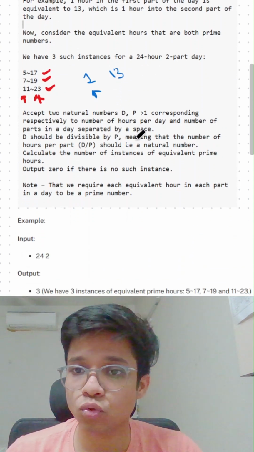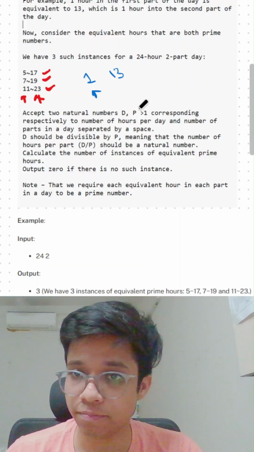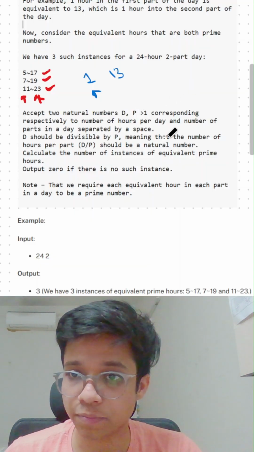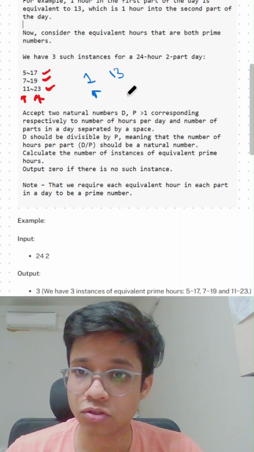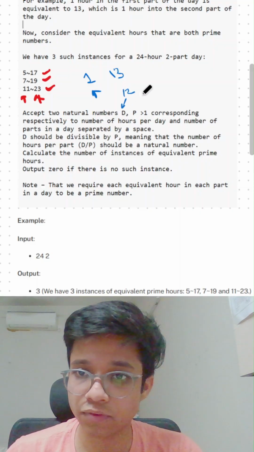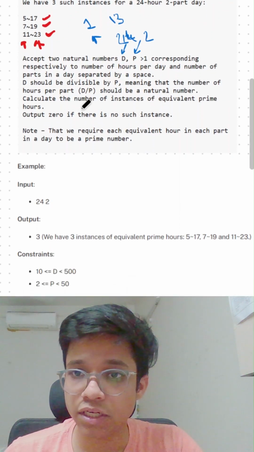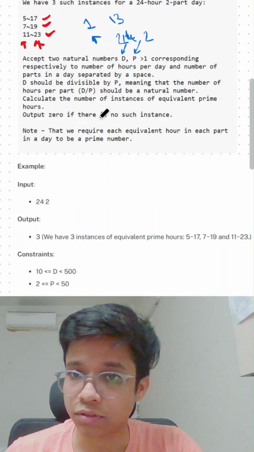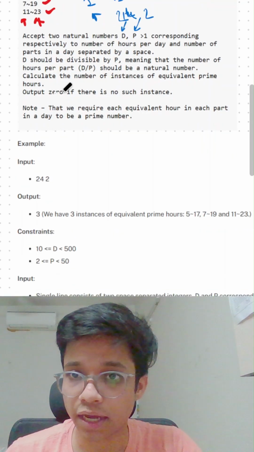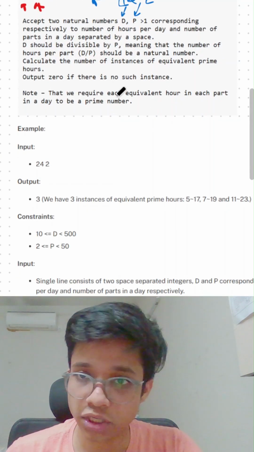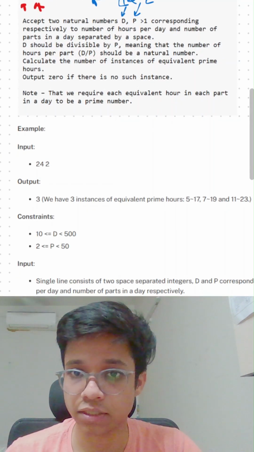Now, accept two natural numbers, d and p, which are greater than 1, corresponding respectively to the number of hours per day and the number of parts in a day. So this usually is 24 and this is 2. D should be divisible by P, and calculate the number of instances of equal prime hours and output 0 if there is no such instance.